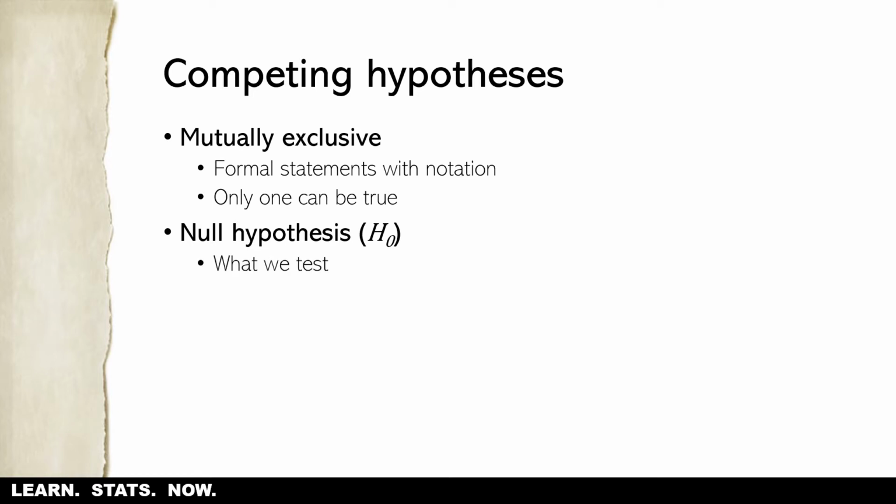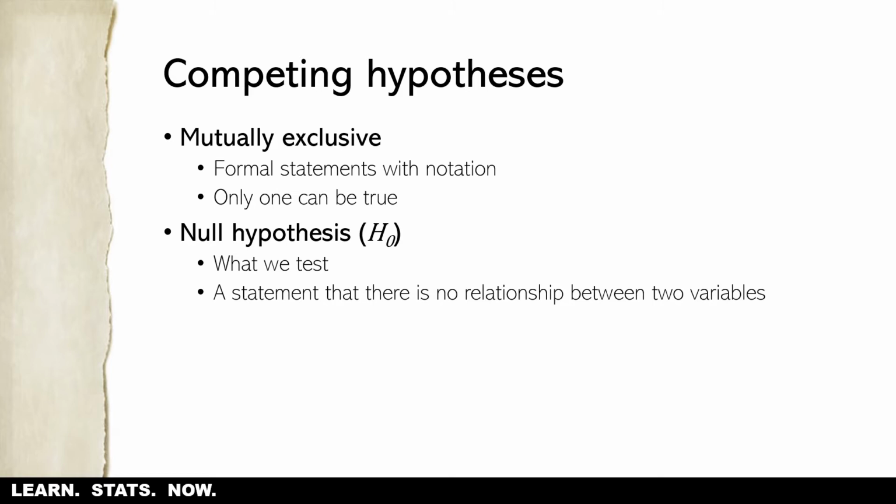And the null hypothesis is what we test. Okay, we're going to test the validity of the null hypothesis and whether or not the null hypothesis makes sense given our data. And again, it's a statement that there is no relationship between two variables. Okay, so that's the most important thing to remember just for now. It's simply a statement that there is no relationship between two variables, and that's why it's called the null hypothesis, that there is simply zero relationship.